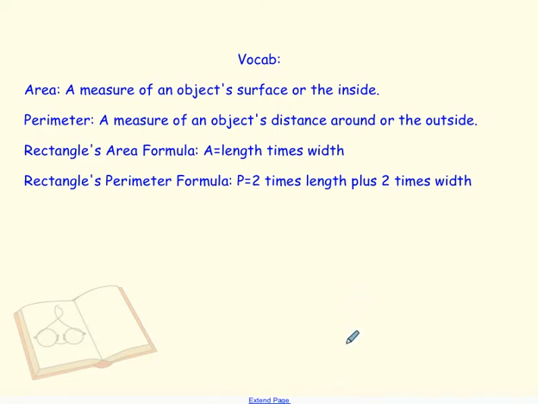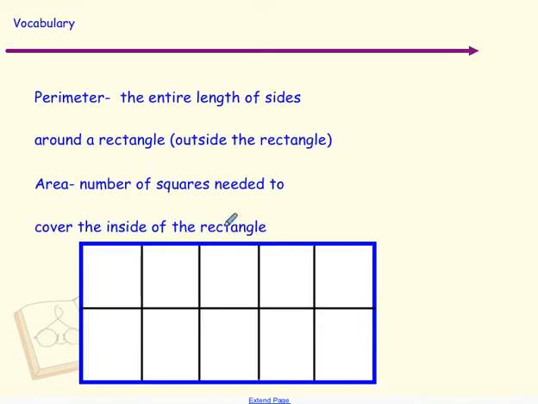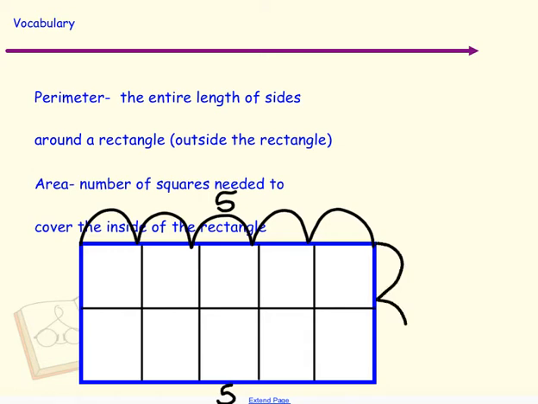Our area formula is going to be length times width, and then our perimeter formula, we're just talking about 2 times the length plus 2 times the width. So let's look at a simple example. If we were to look at this figure, let's start with the perimeter. We have 1, 2, 3, 4, 5 as far as our length. And since this is a rectangle, it's going to be just the same on the bottom here. And on the side we have 2.